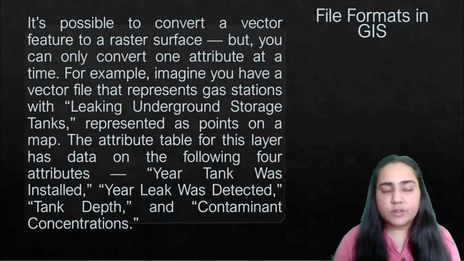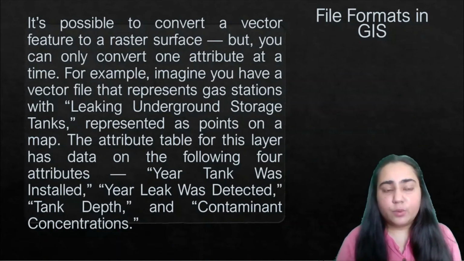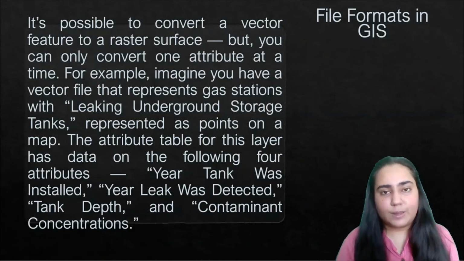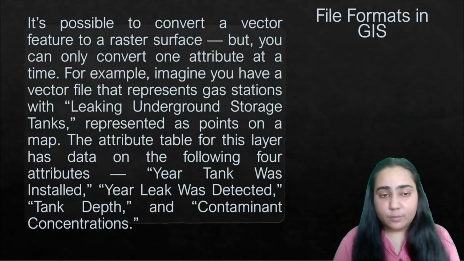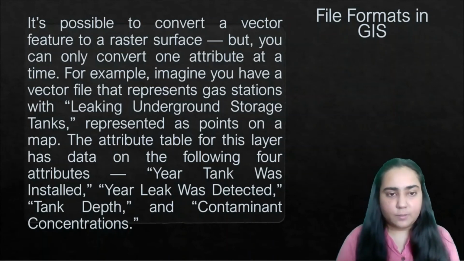It is possible to convert a vector feature to a raster surface. Okay, you can do that, but you can only convert one attribute at a time because vector can store several. For example, imagine if you have a vector file that represents gas stations with leaking underground storage tanks represented as points on a map. Okay, so it's a map of gas stations, specifically stations with leaking underground storage tanks, which are shown on the map as points. Okay, the vector file. Now the attribute table for this layer has data on the following 4 attributes.